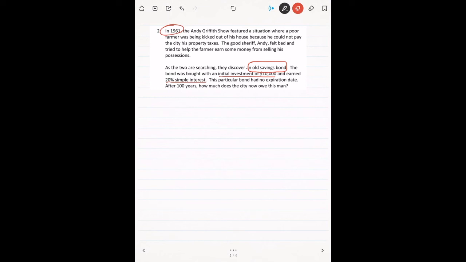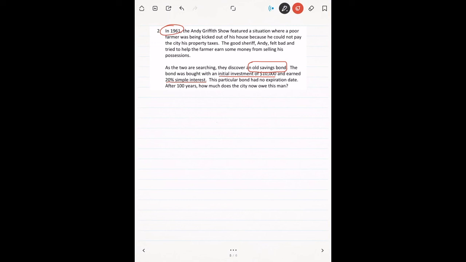It was an interesting scene because Andy is looking at this old piece of paper, and the farmer says, oh, that's my granddad's old savings bond. Or it's an old bond he got from the city of Mayberry. And Andy reads it, and he goes, this bond was initially purchased for $10,000. And it earns 20% simple interest every year?